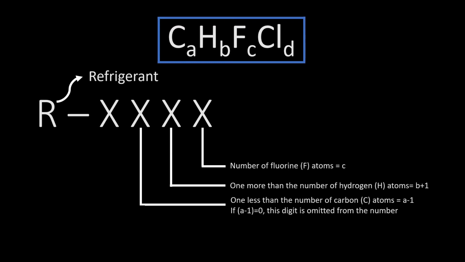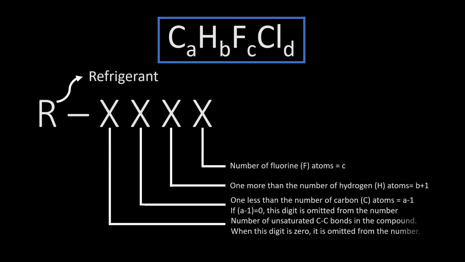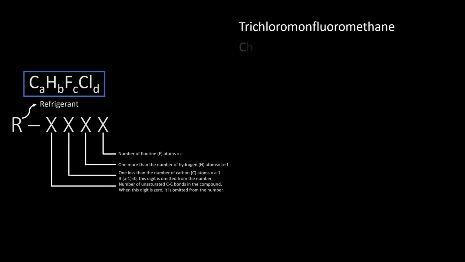When this digit is 0, it is omitted from the number. The fourth digit from the right is equal to the number of unsaturated carbon-carbon bonds in the compound. When this digit is 0, it is omitted from the number. Let us consider the example of trichloromonofluoromethane, which has a chemical formula CCl3F.